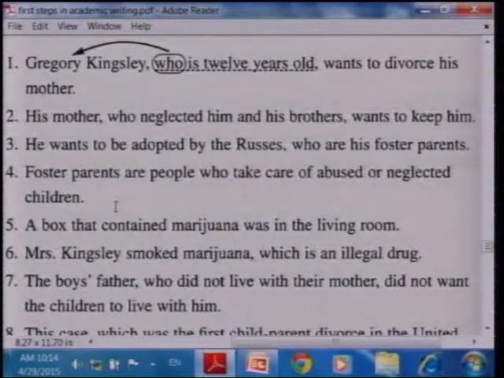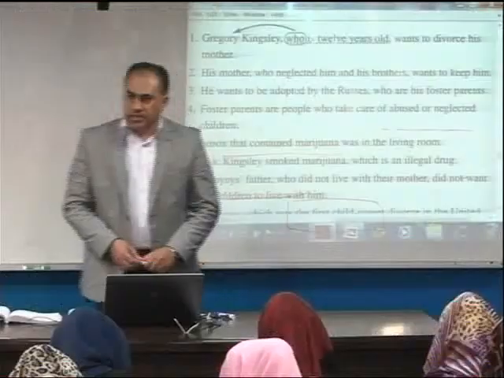Now, in the exercise below, in exercise A, what I'd like to do is quickly read these examples and identify the adjective clause in each one of these sentences.